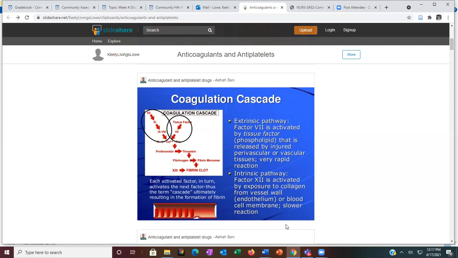An intrinsic pathway is where factor 7 is activated by another method. It's exposure to collagen from that vessel wall, or a blood cell membrane. And so this is where the blood vessel is actually signaling for repair of that blood vessel. And in turn, blood clotting is activated too. I think the reason that the body does this is because if one of these pathways is interfered with, or is not working properly, it's the body's way of preserving itself, saying that we have more than one way for a clot to happen so that we don't bleed out or we don't die, okay?